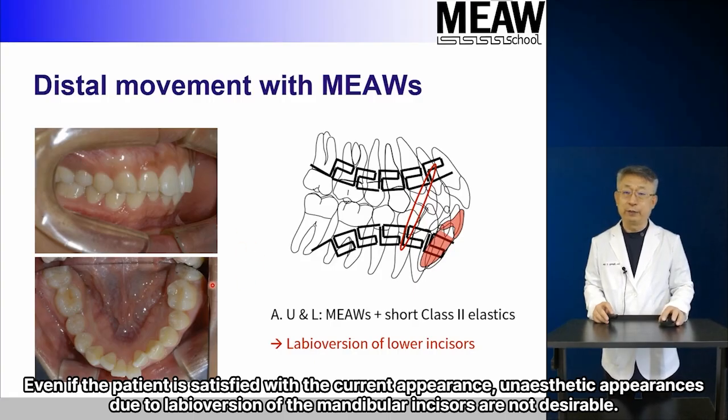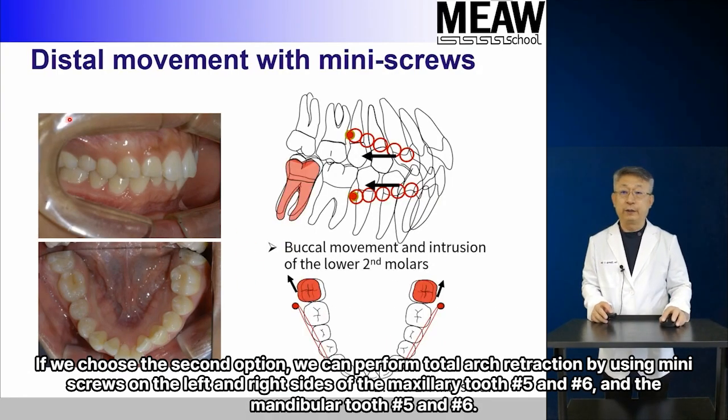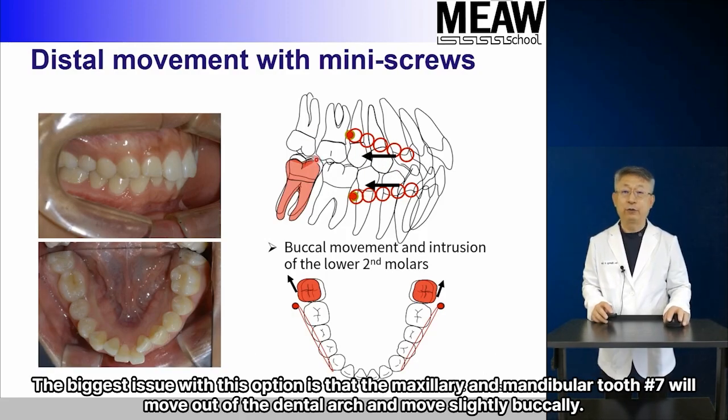If we choose the second option, we can perform total arch retraction by using mini screws on the left and right sides of the maxillary tooth under 5 and under 6, and the mandibular tooth under 5 and under 6. The biggest issue with this option is that the maxillary and mandibular tooth under 7 will move out of the dental arch and move slightly buccally.